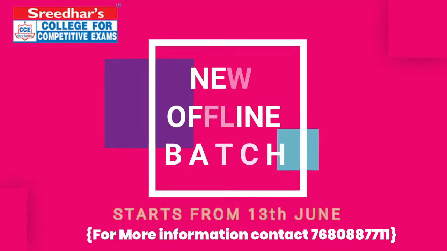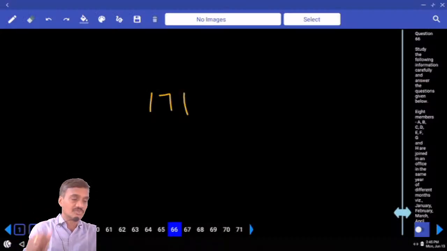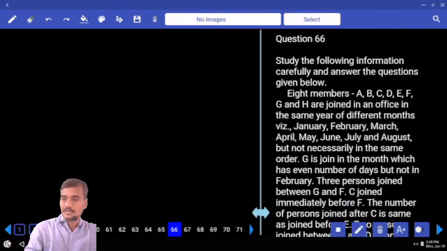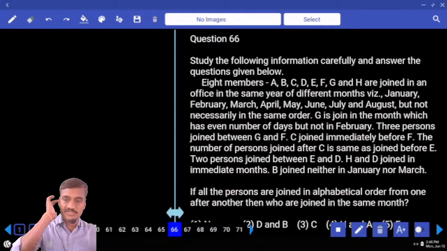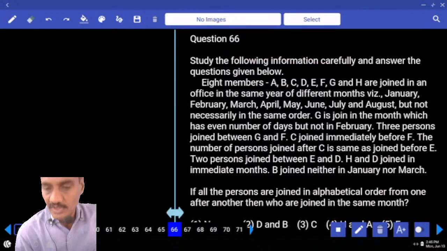Now paper number 171. In this 171, question number 66 onwards come under reasoning. Now question number 66. It is based on calendars, isn't it? Now months. How many members are there?